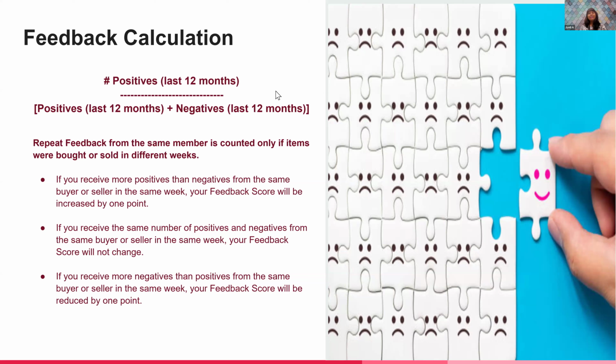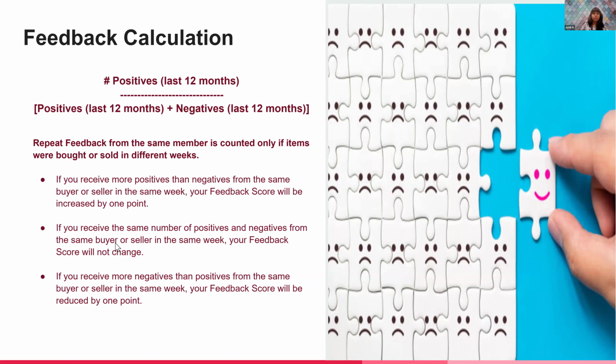eBay calculates week from Monday to Sunday. So, which means at any given time between a Monday to a Sunday, there are multiple transactions done by the same buyer, and the buyer left you more positives than negatives, your feedback score will increase by 1. If you receive the same number of positives and negatives from the same buyer in the same week, there is no impact on your feedback score. Whereas if you receive multiple or a higher number of negatives than the positives from the same buyer in the same week, that is Monday to Sunday, your feedback score will decrease by 1. Now, that's about feedback calculation.